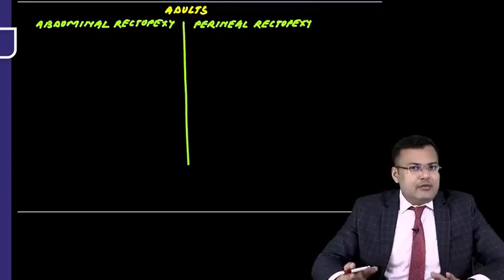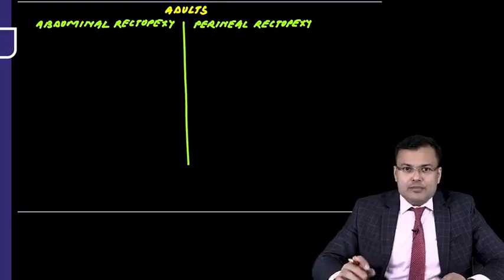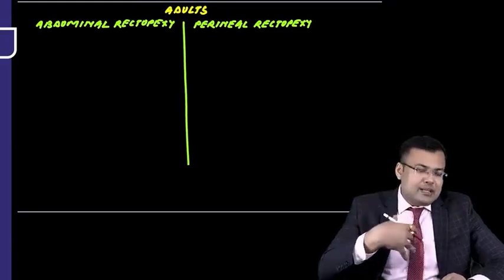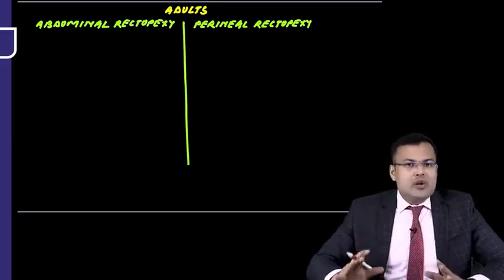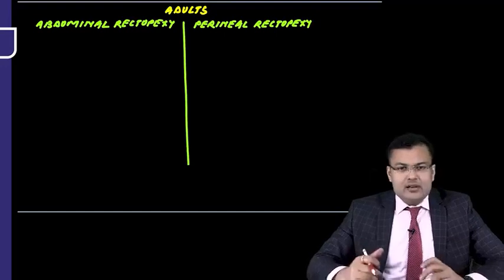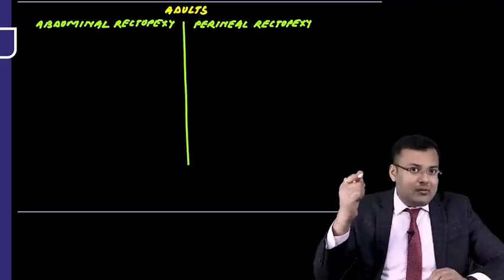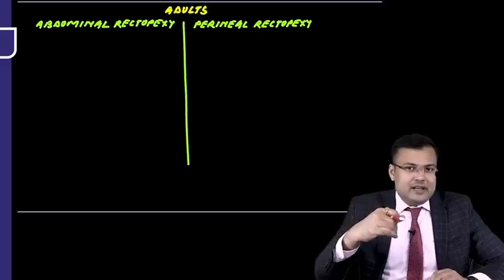In adults, we discussed that there is full thickness rectal prolapse. We have two types of rectopexy. One is abdominal and the second is perineal. What is done in abdominal rectopexy here? In abdominal rectopexy, there is high morbidity, but risk of recurrence is low.